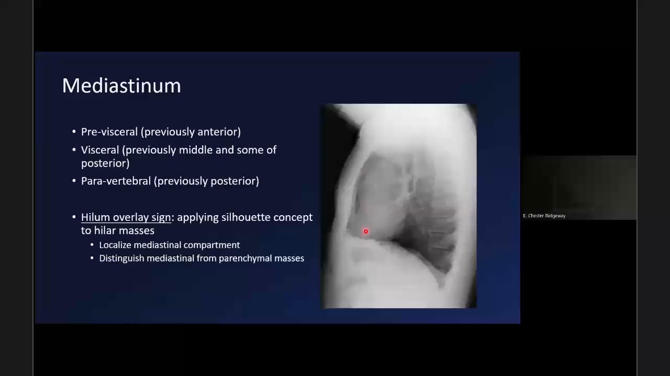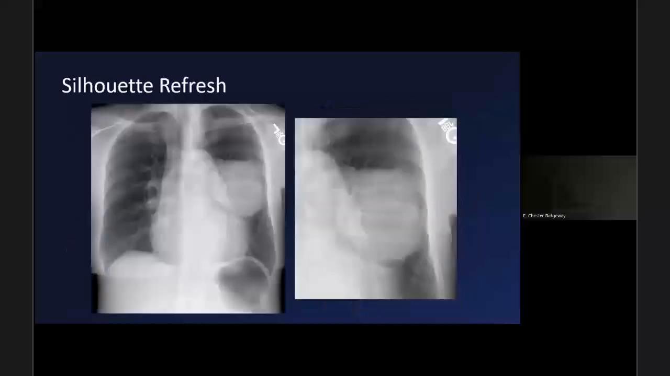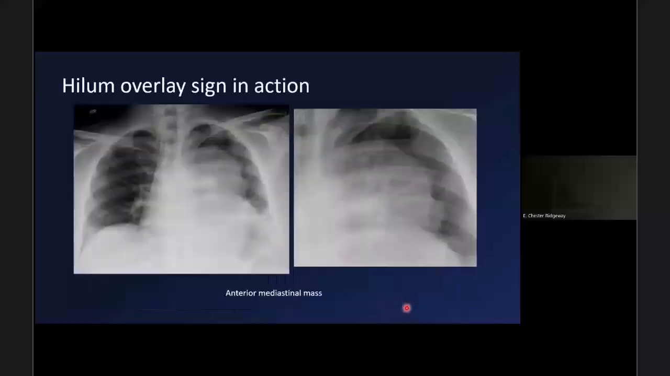There's one other concept called the hilum overlay sign. It's basically applying the concept of silhouetting to the hilum itself. And there's your arrow. All right, so quick refresh on what silhouetting is. Remember, we're looking to see whether or not there's that dark line separating it from the adjacent structure. In this case, this left lung mass, we do see that curvilinear lucency, so we know that this is a parenchymal process. It is not a mediastinal process. So this is the hilum overlay sign in action, and this is just my last few slides here.